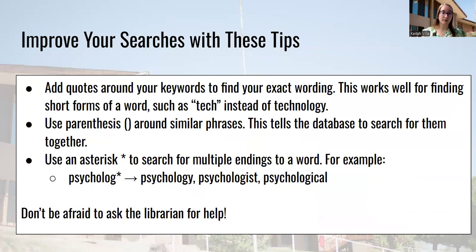For example, you can use parentheses around similar phrases, which is going to tell the database to search for them together, like cat and kitten with parentheses around it. So it knows that it doesn't really matter if it's a cat or a kitten. I want information just about that species in general. Finally, you can use an asterisk, which is this right here, to search for multiple endings to a word, such as instead of typing the whole psychology word out, I can stop at the G. And so it's going to search for all the words that have different endings after that, like psychology, psychologist, and psychological.